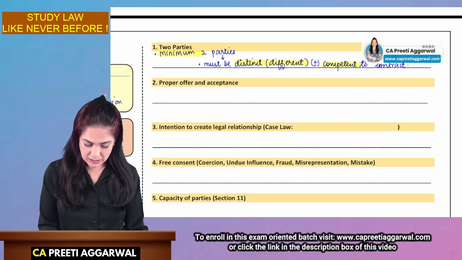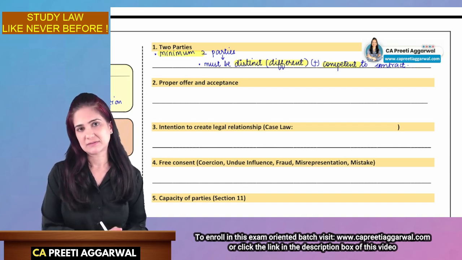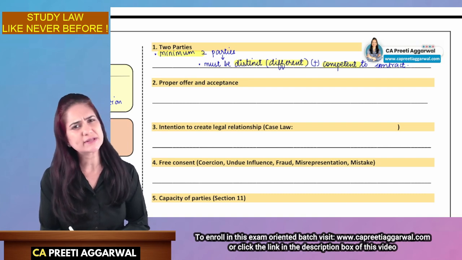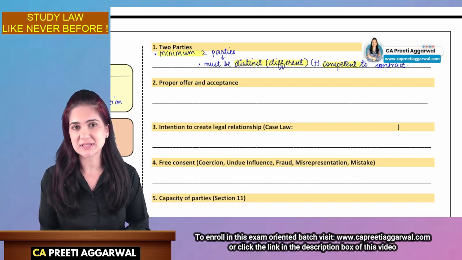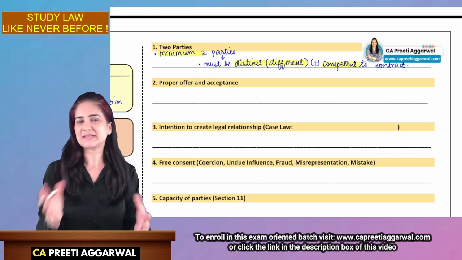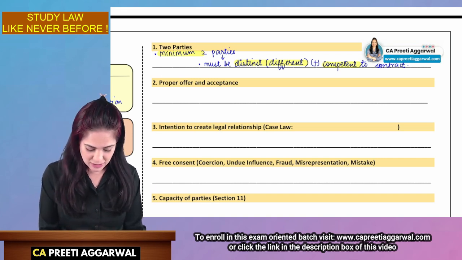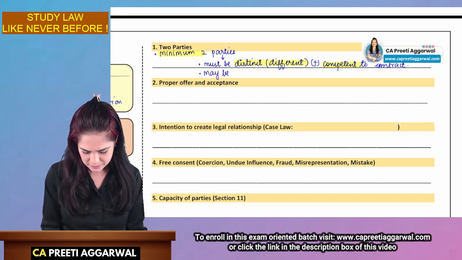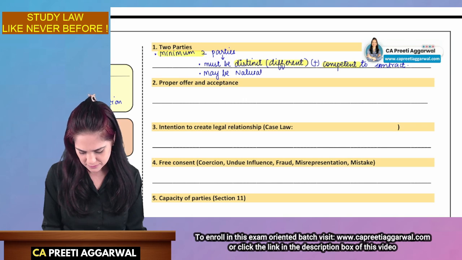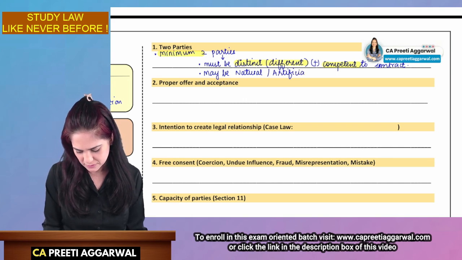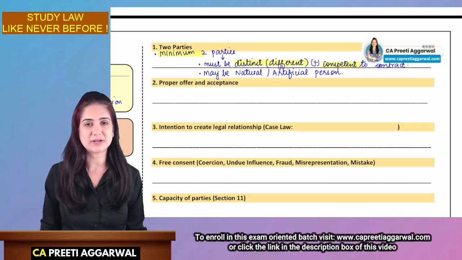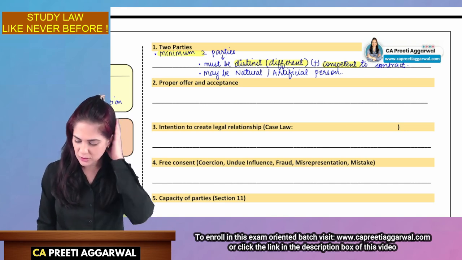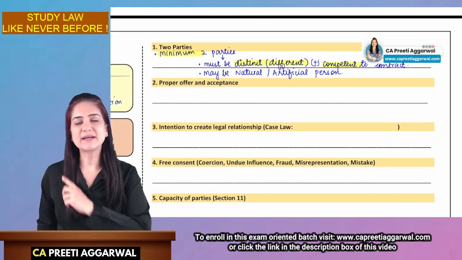They are saying we need two parties. Should they be natural, or is it okay even if they are artificial persons? See, now you have covered the Companies Act, so you have a fair idea about it. So these parties may be natural or artificial person. Even companies can enter into a valid contract. I'm going slow so that you have time to write along with me.